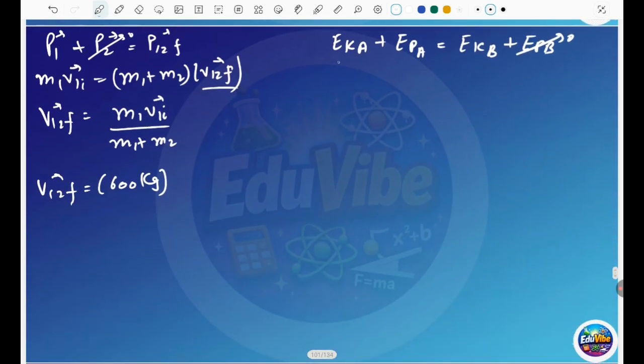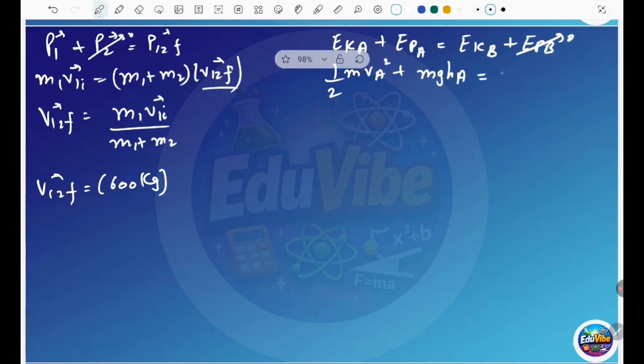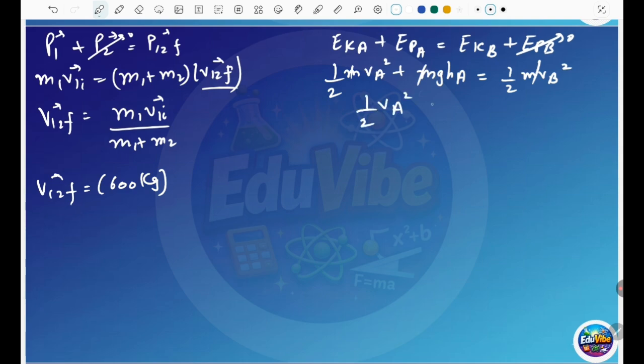So EKA is half mVA squared plus we know that mgHA, which is our height A, and EKB is half mVB squared. So we have mass over there, mass over there, and mass over there. When we take the mass common, all the masses go out. So we're only left with half VA squared plus gHA equal to half VB squared.